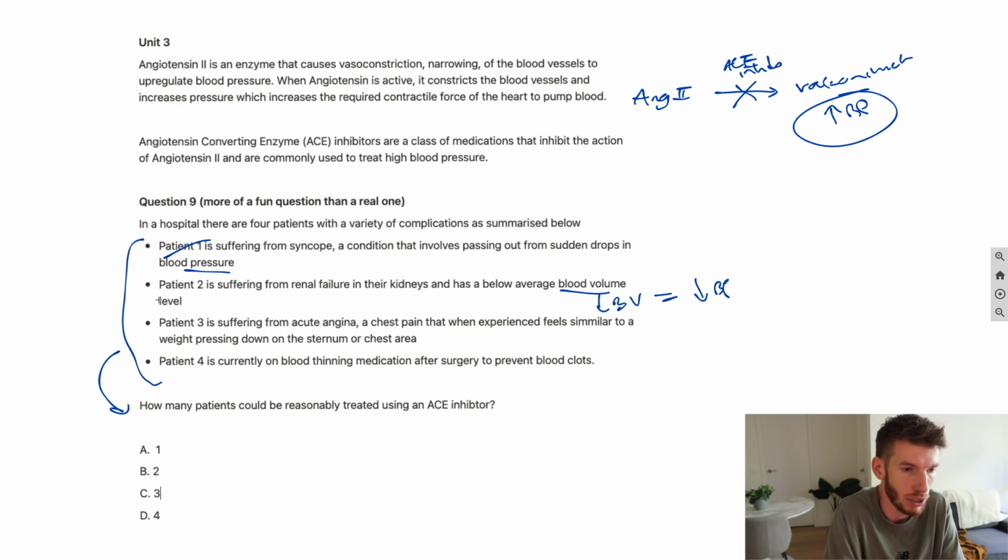So again, we would not want to give patient 2 that particular drug. Patient 3 is suffering from acute angina, a chest pain that when experienced feels similar to a weight pressing down on the sternum or the chest area. So with this one, there's no mention of blood pressure or anything, but it's talked about chest pain, right?